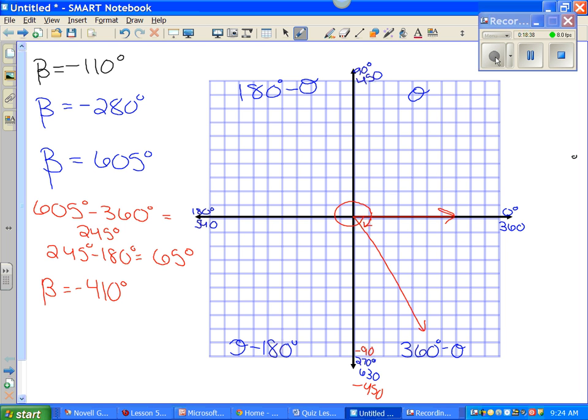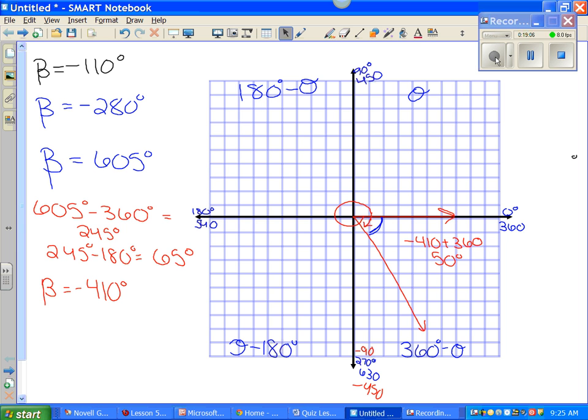Okay, what's my first step? Yeah, let's take out a factor of 360, so negative 410 plus 360 is going to make that work for me. Okay, what do we get? 50. Okay, what do you know about 50? It's less than 90, so it's the reference angle, 50 degrees.